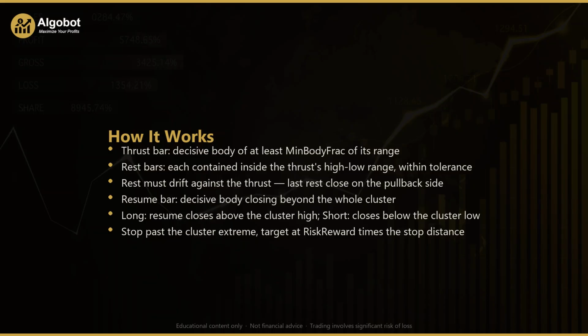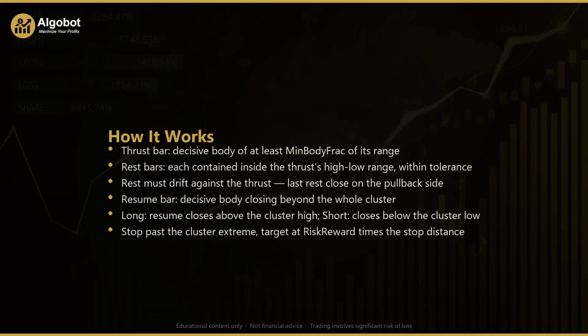Next comes containment. The strategy walks through every rest candle and confirms that each one stays inside the thrust's high and low, allowing a small tolerance set by ContainTol, which defaults to 10% of the thrust range. If any rest candle breaks too far outside the thrust, containment fails and no trade is considered. While walking the cluster, it also records the highest high and lowest low of the whole group. Then it checks direction. For a long, the rising 3 methods, the thrust must be bullish. The most recent rest candle must have closed below the thrust's close, showing a gentle drift against the move, and the resume candle must be bullish and close above the cluster's highest high.